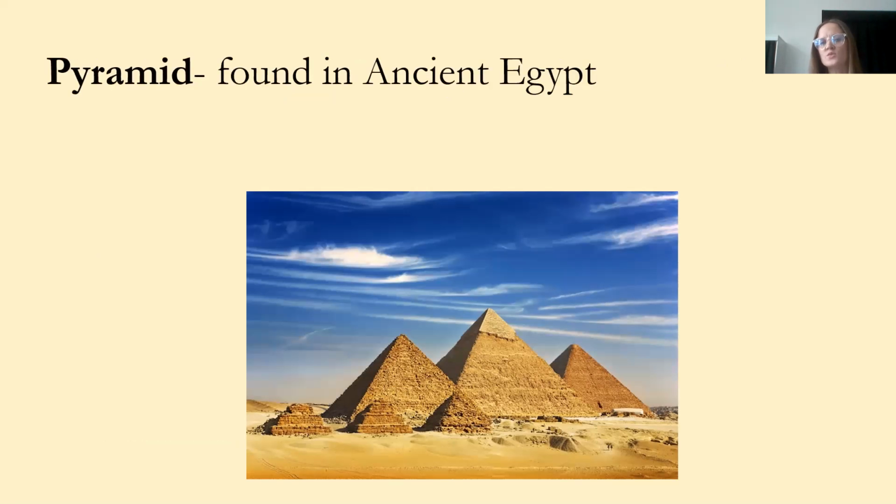Pyramids. The pyramids were found in ancient Egypt, and a lot of them are actually tombs that had valuable things that were buried with the pharaohs, and whoever was buried in their tomb, they were found there. Most of them are empty now because they've been discovered or they've been raided, but the pyramids were found in ancient Egypt and they were tombs.